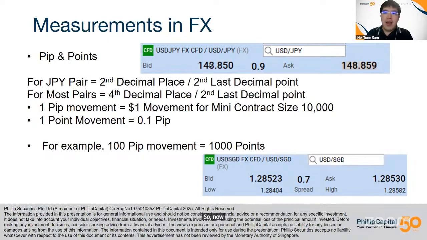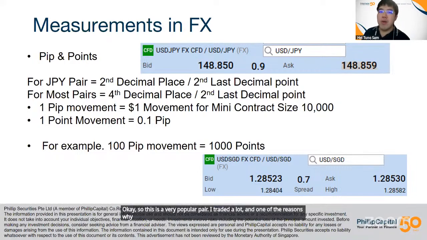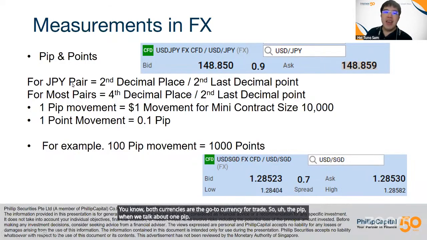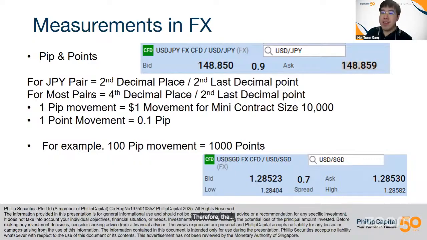Let me give you an example. Take a JPY pair, a Japanese yen pair. Let's use US dollar Japanese yen. This is a very popular pair, traded a lot, and one of the reasons is that both currencies are go-to currencies for trade. One pip for a Japanese yen pair is the second decimal place. For all other pairs that don't have Japanese yen, it is the fourth decimal place.